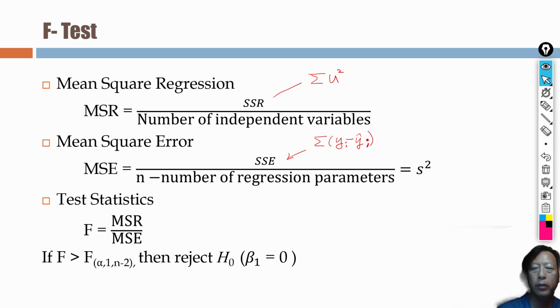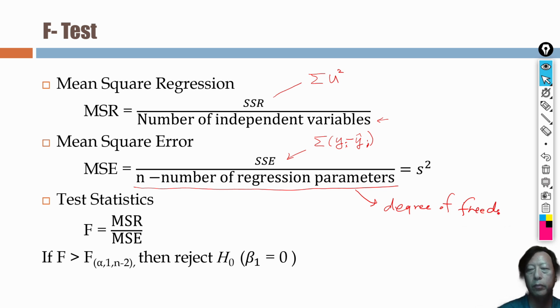Of course, we have n here, right? And then the number of independent variables is how many independent variables you have. And here the n is n minus the number of regression parameters. Again, this will define the degrees of freedom. Because if you have a lot of parameters, when you calculate this y hat, we use that number of parameters, right? So that's why we subtracted that many.